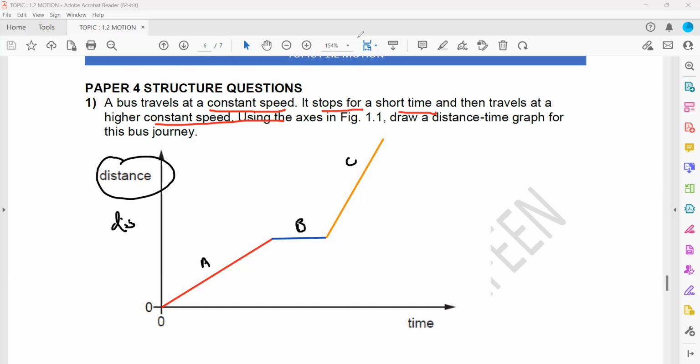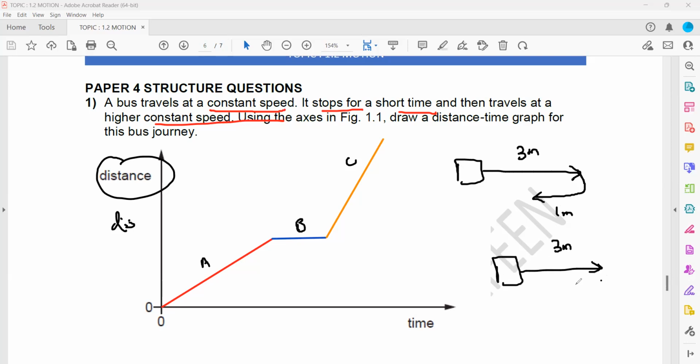Distance is a scalar quantity, so a change in direction does not matter. For example, if a car was moving towards the right, so it traveled 3 meters and then took a U-turn and traveled 1 meter. When I make a distance time graph, this is not a negative distance, it is also positive. But in displacement, if it moved towards the right, it is plus 3 meters, and it returned back, so it will be minus 1 meter. Because of displacement, the direction matters. For distance, direction does not matter.